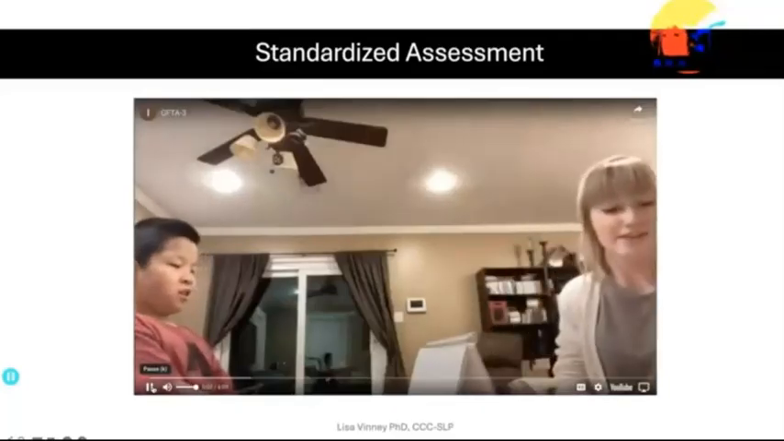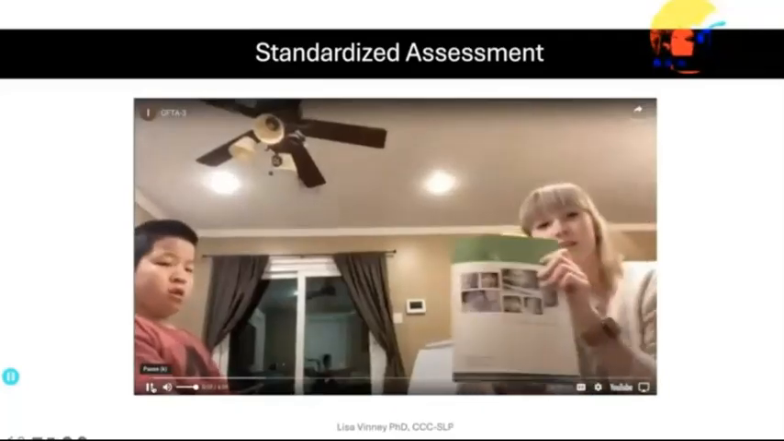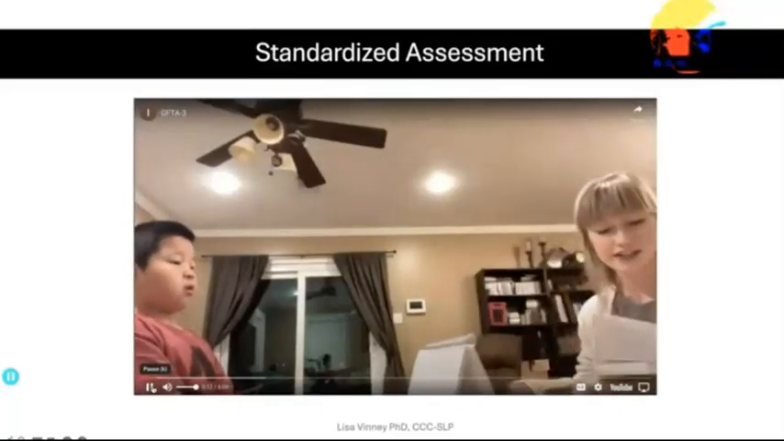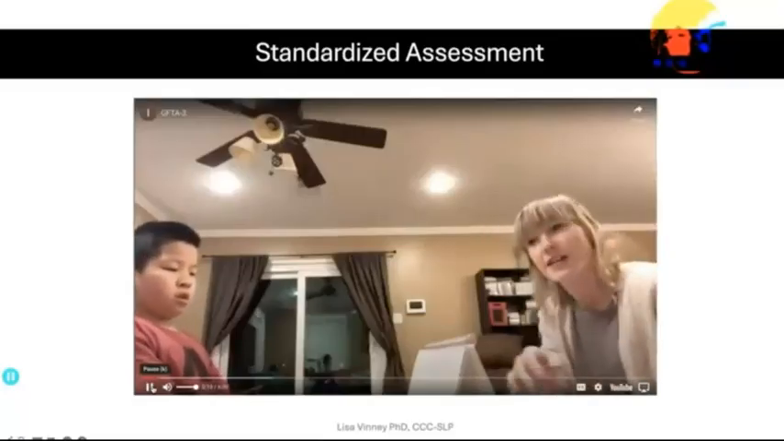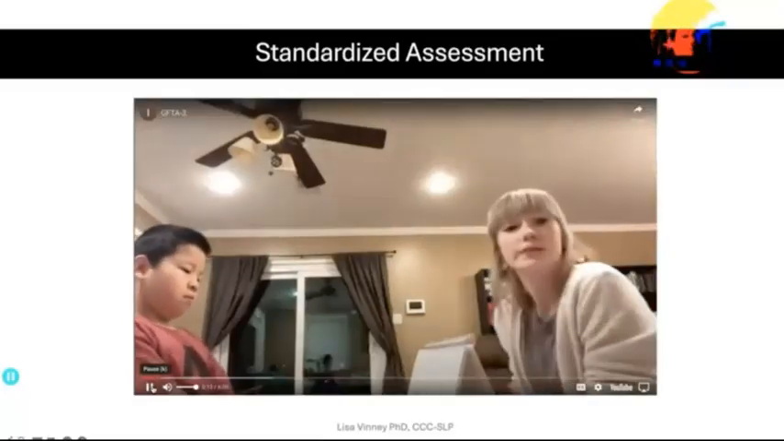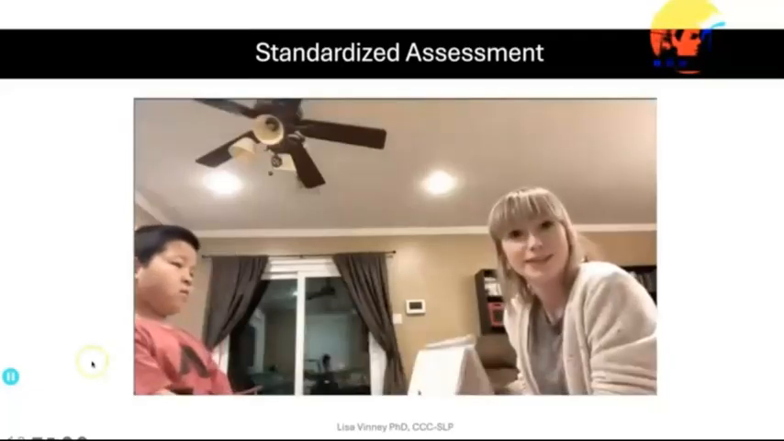Okay, and today I'm going to give him the Goldman-Fristoe 3 test. It's an articulation test. And we're going to see how he does. I'll ask him a few questions. Again, a standardized norm referenced test. That's norm referenced among a large span of ages of different children to see what speech sounds are accurate and clear across different age children. Show him some pictures and he'll just tell me what's in the pictures.